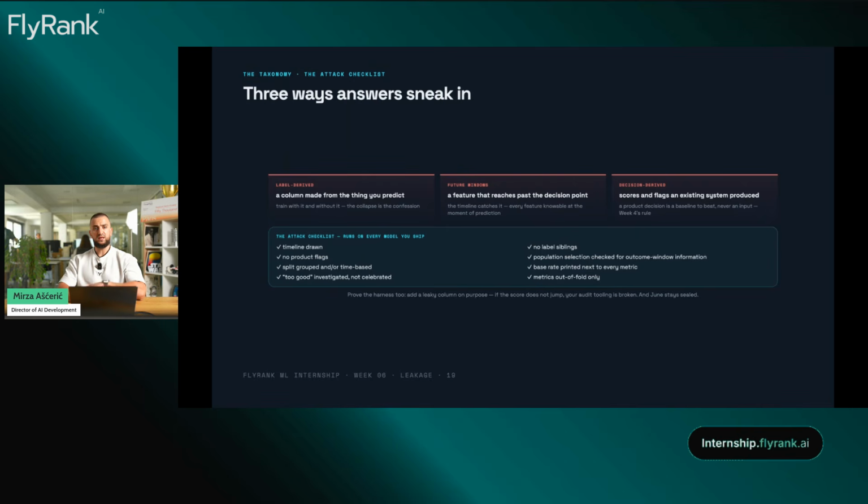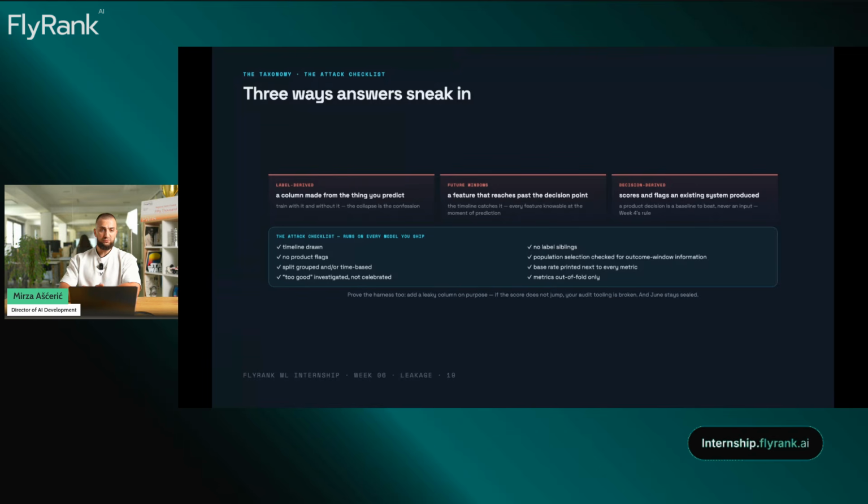The answer can sneak in 3 ways, and now you know them. 1, information made from the answer itself. This is a column made from what you are trying to guess. It's easy to check: train the model with it and without it. If the score drops a lot, you know it was cheating.